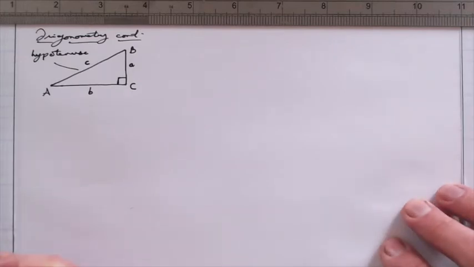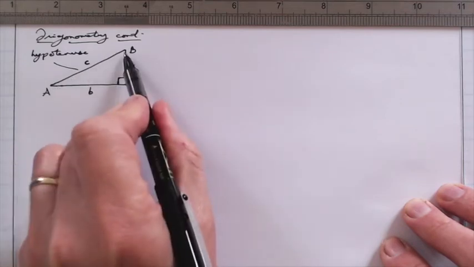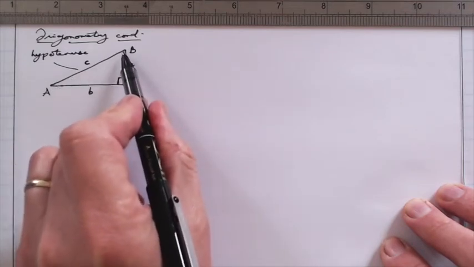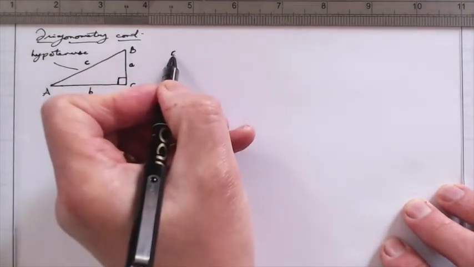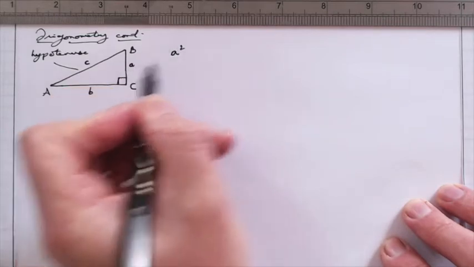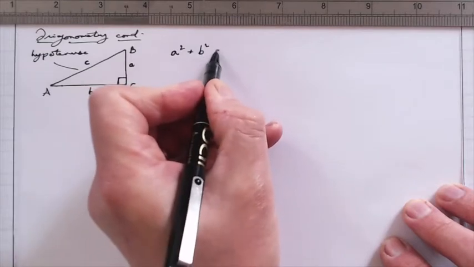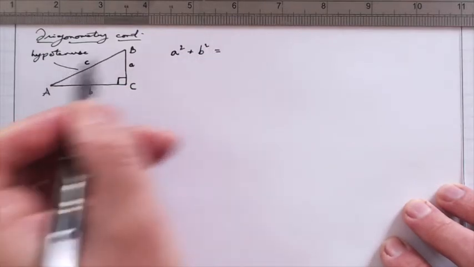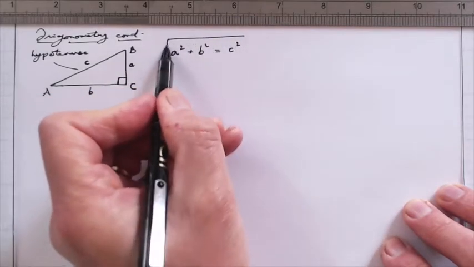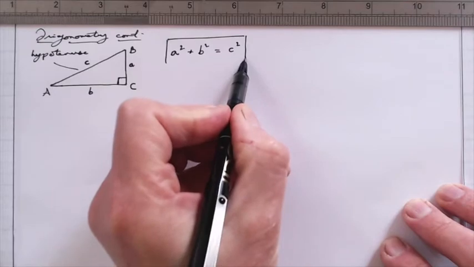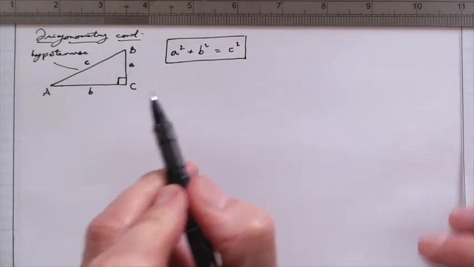Now, Pythagoras' theorem states that the square of the hypotenuse is equal to the sum of the squares of the other two sides. In other words, if we take the length a squared and add to it the length b squared, then that will equal the hypotenuse squared, c squared. That is Pythagoras' theorem for any right-angled triangle. It has to be a right-angled triangle for this to be true.